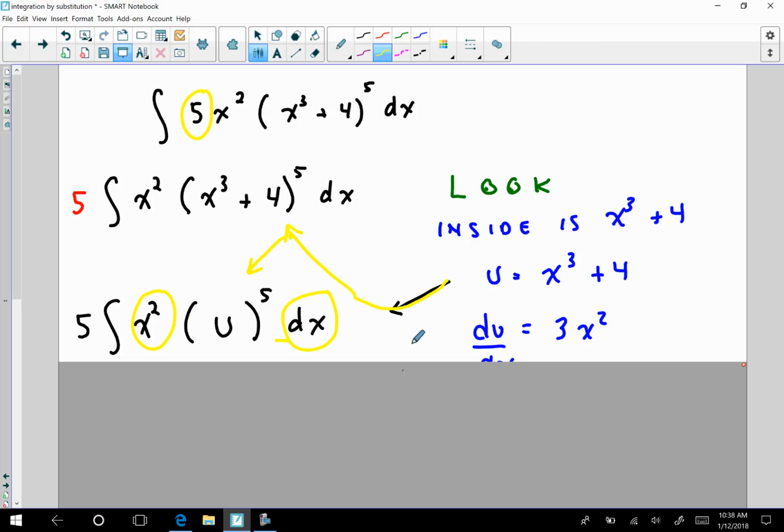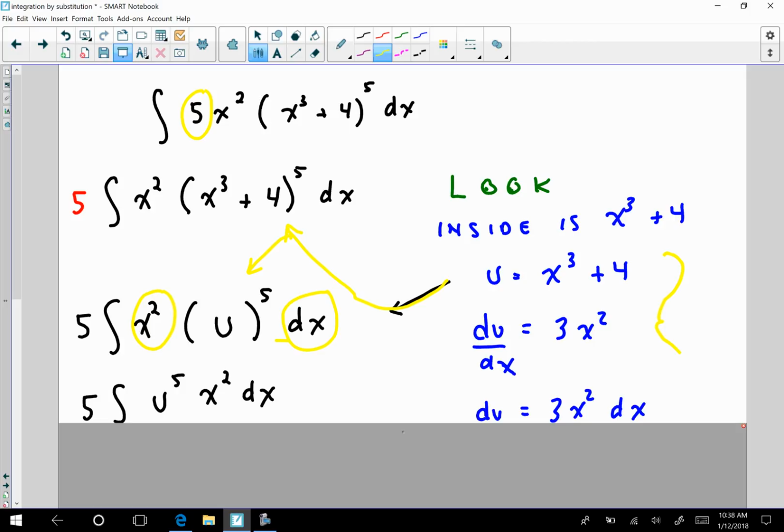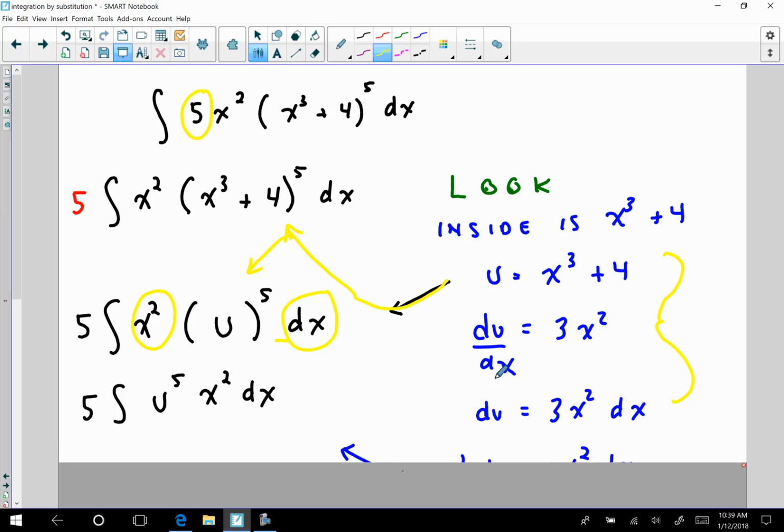Ooh. What I'm going to do is continue my little differentiation problem that I've created. Because if I have u is equal to x cubed plus 4, I'm going to differentiate u with respect to x, and du dx is 3x squared. I'm going to solve for du, and du is going to be 3x squared dx. That's going to be helpful.